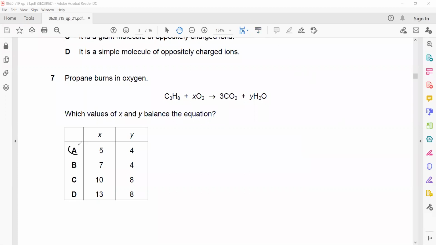So why is A the right answer? Because when you place 5 here, 5 multiplied by 2 is 10, and when you place 4, 4 multiplied by 2 is 8 hydrogen, so you have 8 hydrogen. 5 multiplied by 2 is 10 oxygen, 3 multiplied by 2 is 6 plus 4 is 10 oxygen. So 10 oxygen on the left hand side and 10 oxygen on the right hand side, so oxygen is balanced.